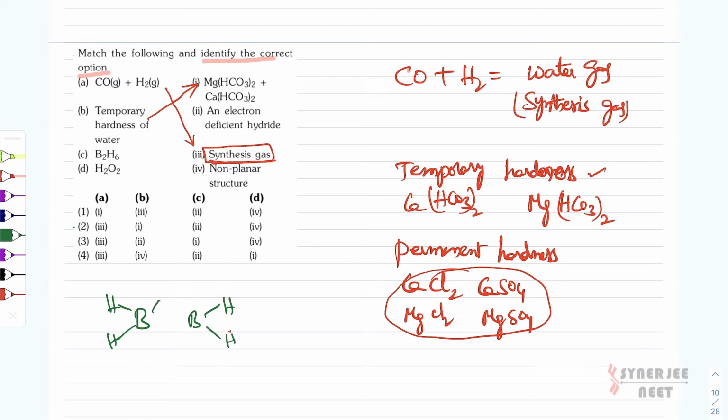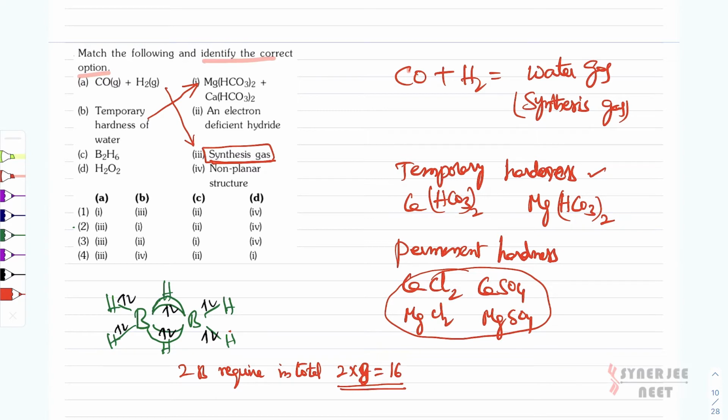And there is one bond, which is called a banana bond, between the borons and the hydrogen. Here 2 electrons will be present, here 2 electrons, and here 2 electrons, here 2 electrons. So if you count the number of electrons around both borons, since there are 2 borons, we expect 2 borons to require in total 2 into 8, 16 electrons, because each element should require 8 electrons, an octet, in order to become stable. Since 2 borons are there, it requires 16 electrons.